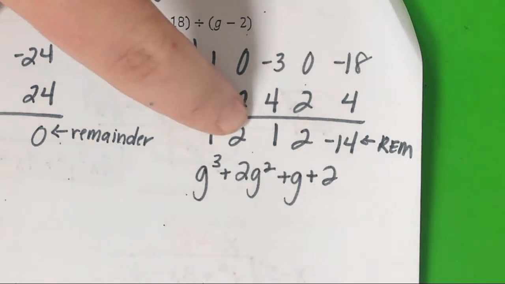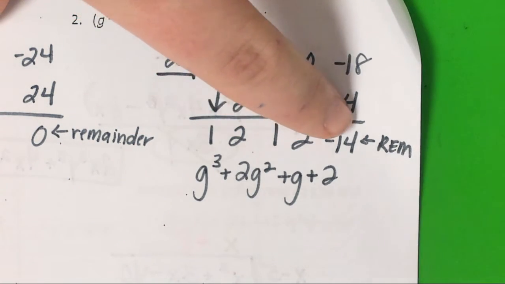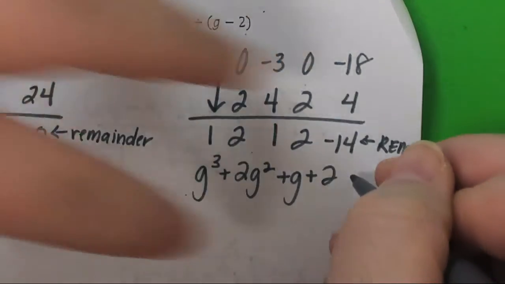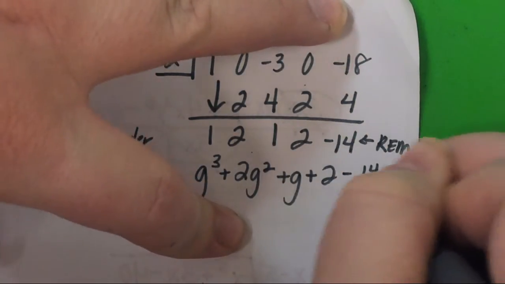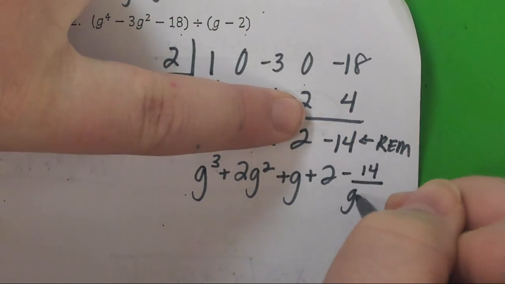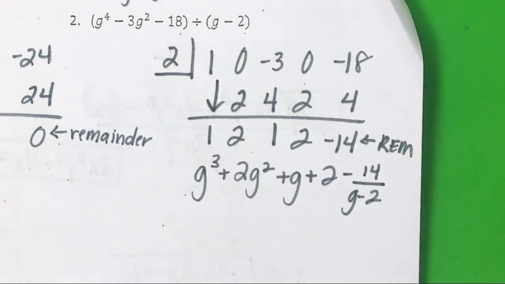So the 3rd, the 2nd, the 1st, just a number, and you're like, but what about the negative 14? Well, yeah, we agreed that was the remainder. So I'm going to do minus 14 divided by what we were dividing by, which is g minus 2. So we're getting the same answers we were getting if we had used long division, but this is a tad bit faster.